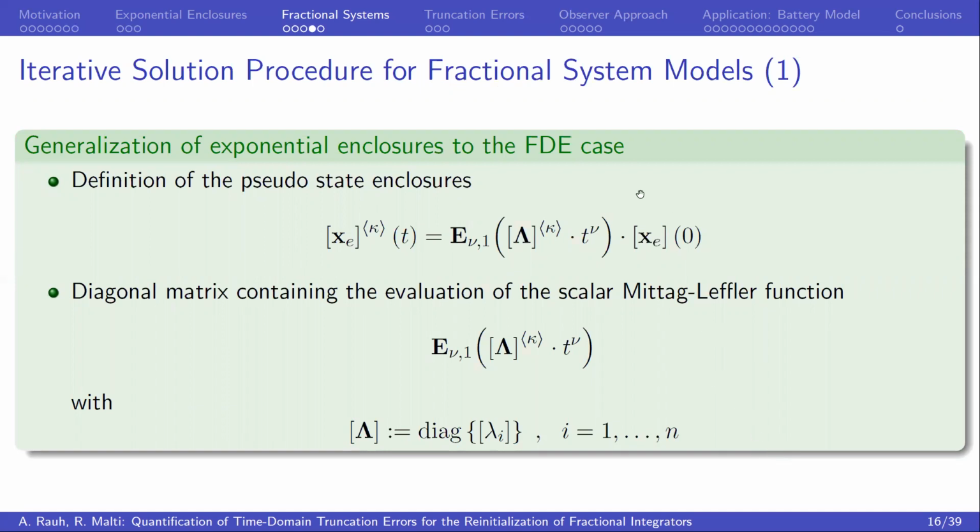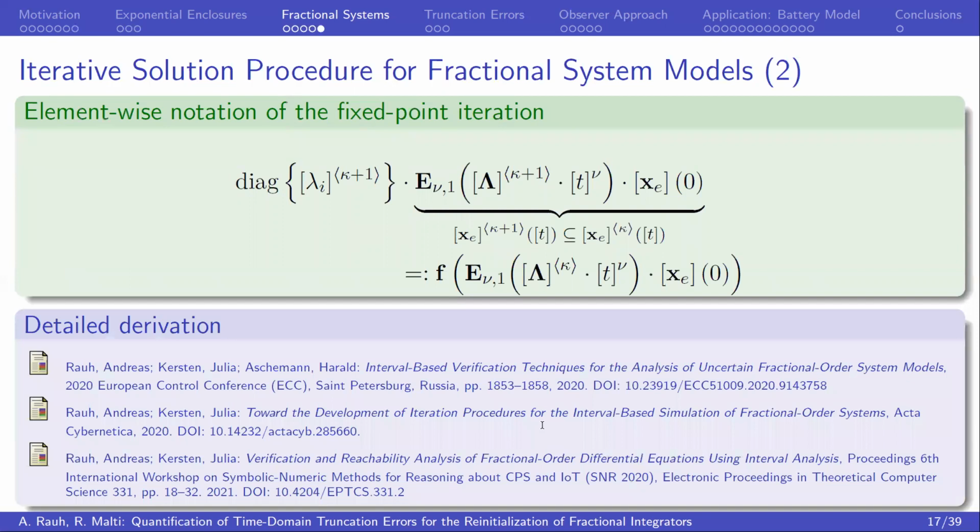Before we come to the quantification of these truncation errors, we'll have a look at the generalization of the exponential enclosure technique. I already mentioned that the motivation is to replace all occurrences of the exponential function by the Mittag-Leffler function expression. We again compute a parameter matrix lambda, which is purely diagonal and contains interval entries on the diagonal. Using a fixed point iteration based on the Picard iteration formula, we can again compute the corresponding solution parameters lambda I.